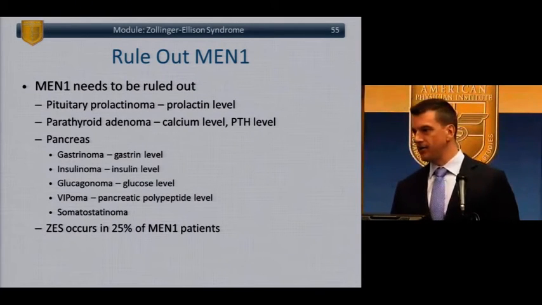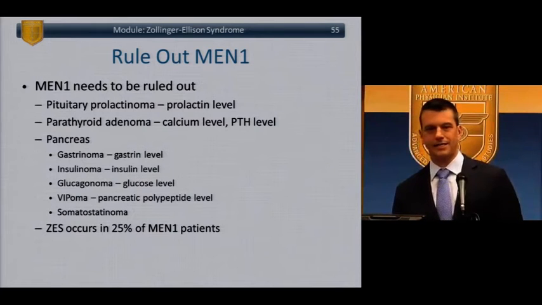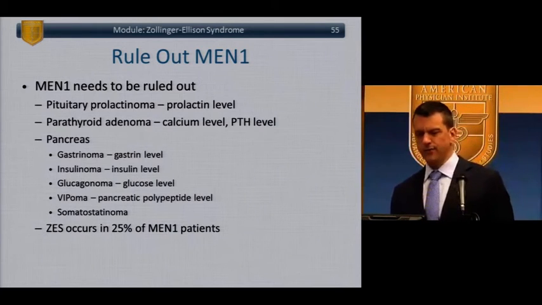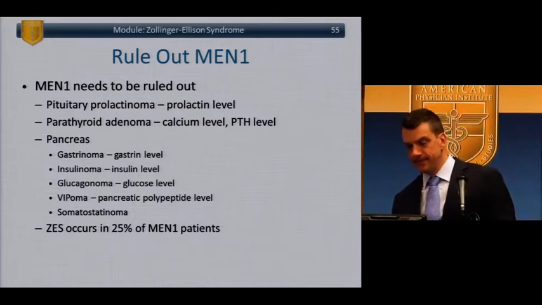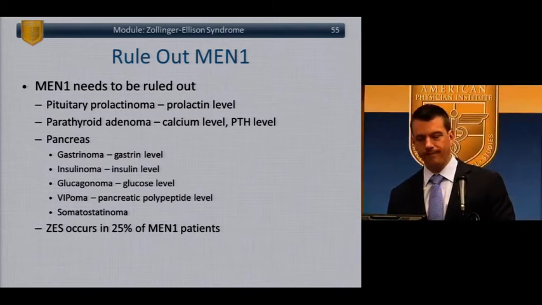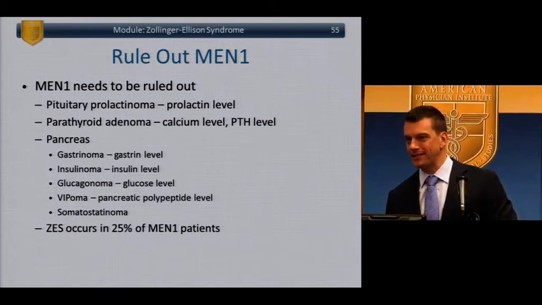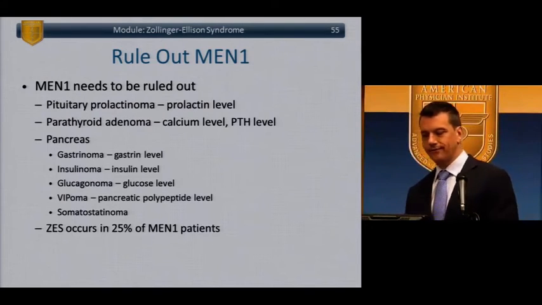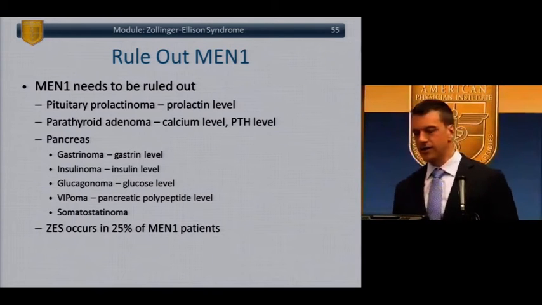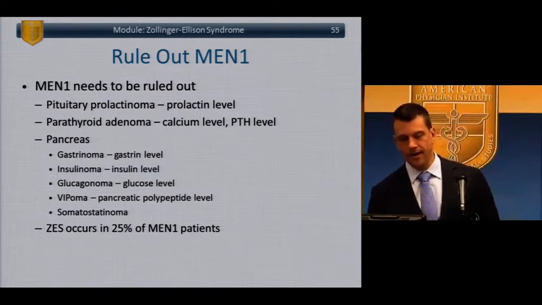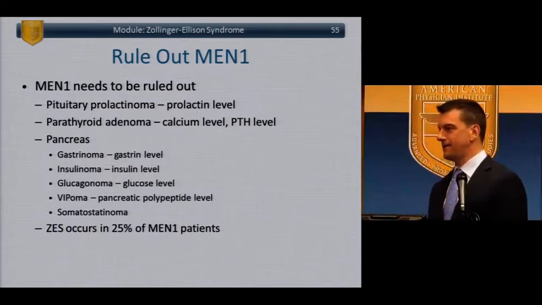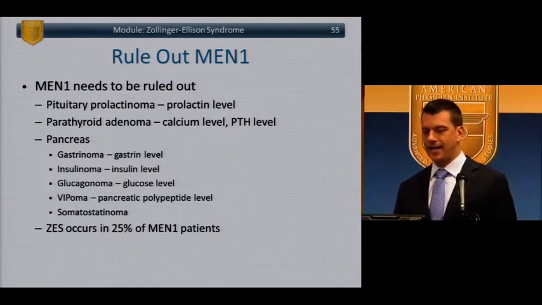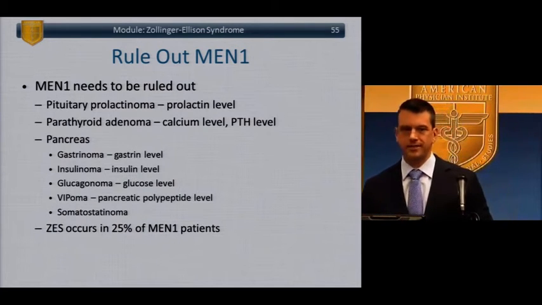So if you're presented and you want to rule out MEN1, there might be a battery of tests that they suggest to do that. So for the pituitary, just check a prolactin level. For parathyroid adenoma, calcium level and parathyroid hormone level. For the pancreas, these are pretty simple. They're all named for what they secrete. Gastrinoma, check the gastrin. Insulinoma, glucagonoma, look for your glucose level there. VIPoma is pancreatic polypeptide level. And then finally, somatostatin level. Zollinger-Ellison occurs in about 25% of those patients that have MEN type 1.